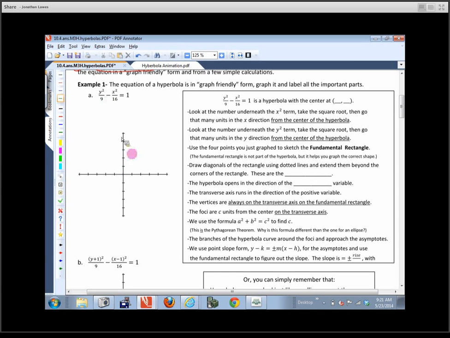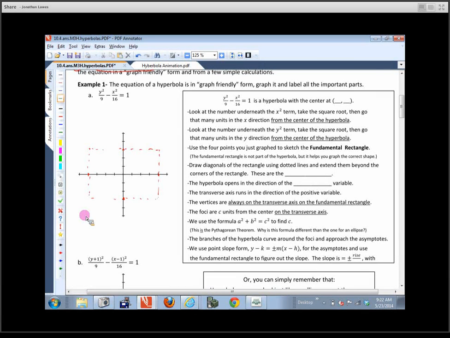I'm going to go 3 units in the y direction. I'm going to go 3 units up and 3 units down. Then I'm going to go 4 units to the right and 4 units to the left. Okay? That rectangle that I drew yesterday isn't as important on ellipses as it is for hyperbolas. You really have to draw this if you're going to draw an accurate graph. This is called the fundamental rectangle.